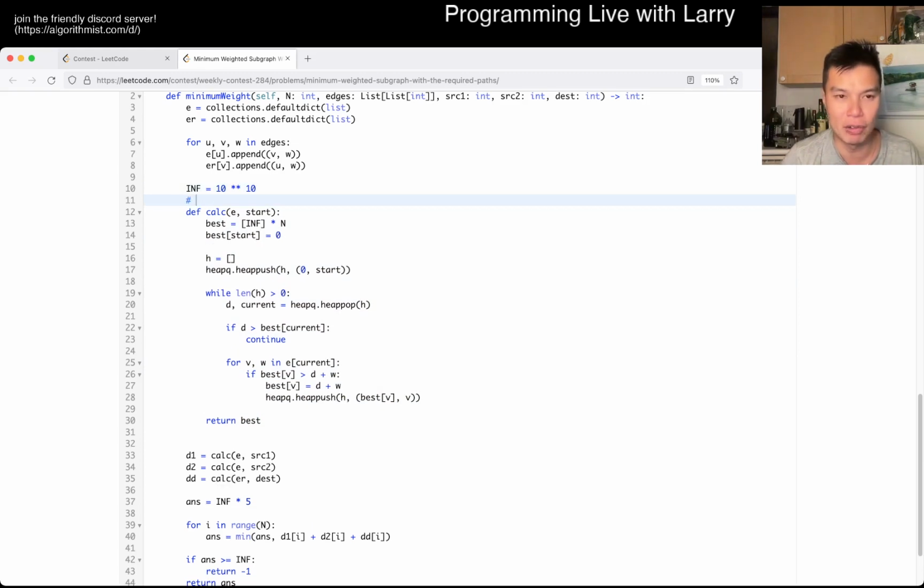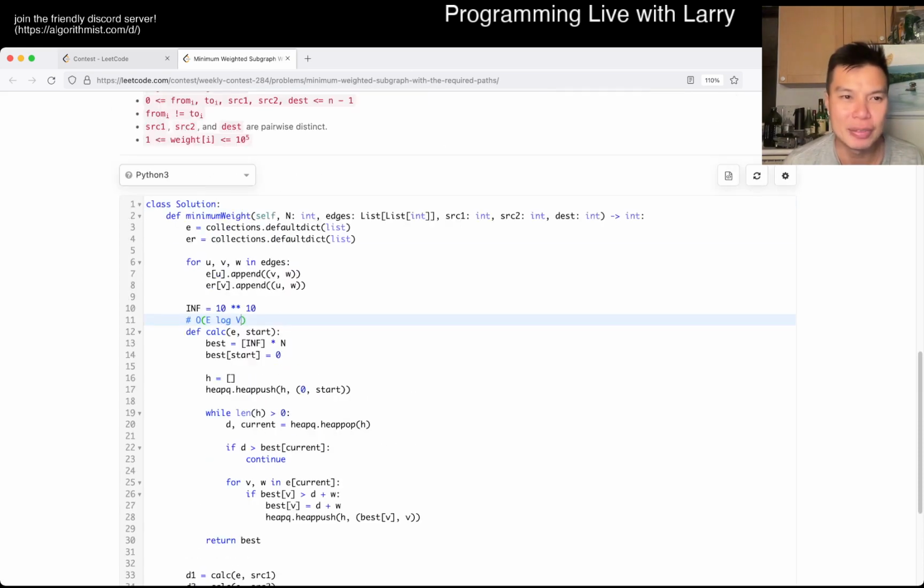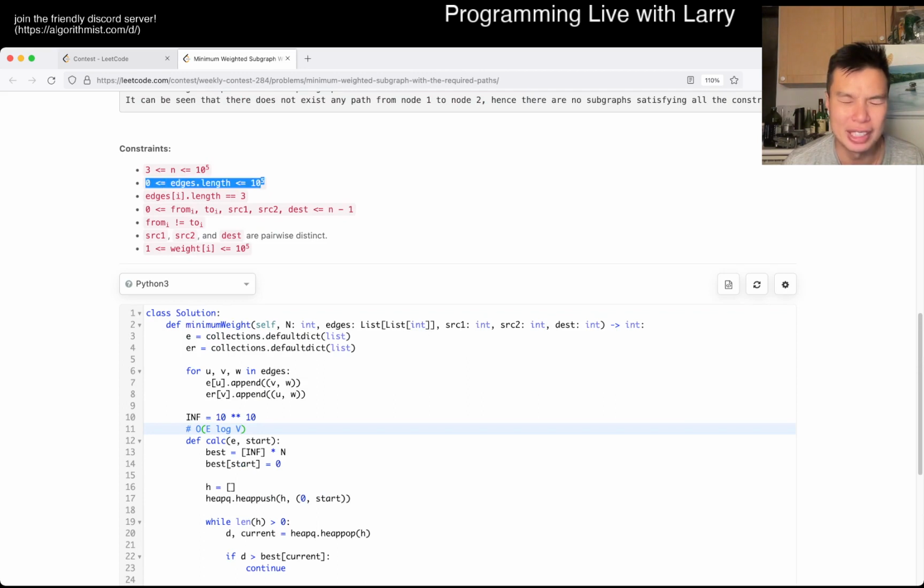So this is going to be over, was it V plus E? No, V log. Well, in this case, it's E log V, whoops. Technically, I guess it's E log E, but you get the idea. E, of course, is bounded, so it is not n squared, even though in the worst case it's n squared, but not in this particular problem.